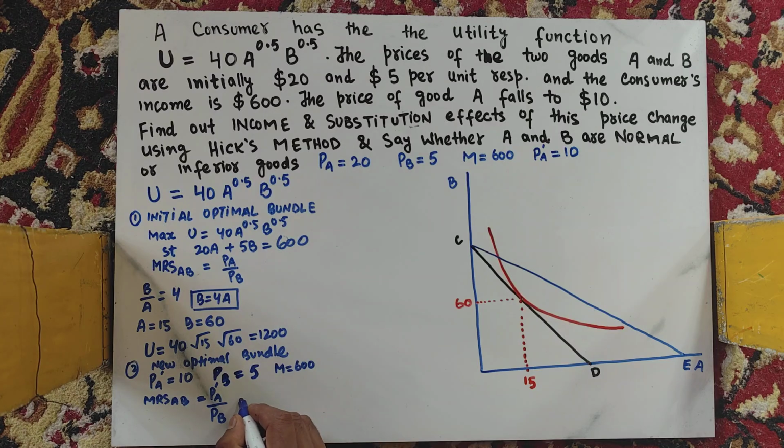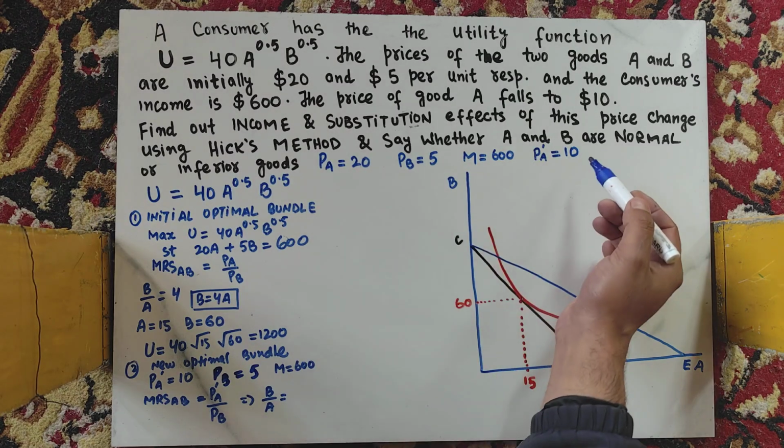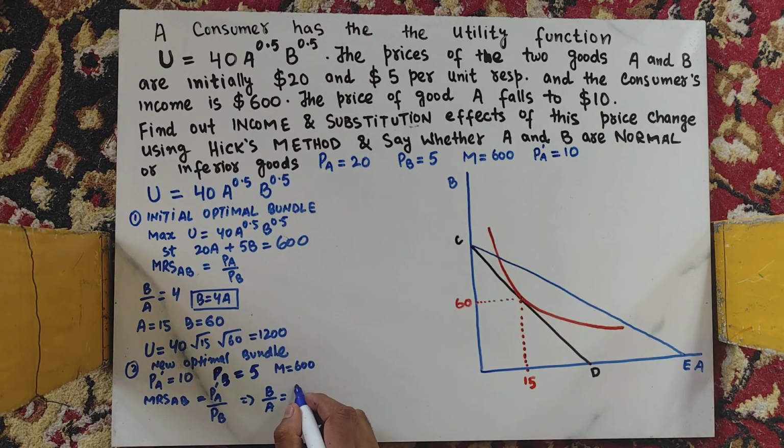The MRS we calculated came out to be B upon A. It will remain the same, B upon A, and it should be equal to the new price ratio. So this time we have 10 upon 5, the price of good A prime upon the price of good B here. So it will be equal to 2. That means we get B equal to 2 times A.